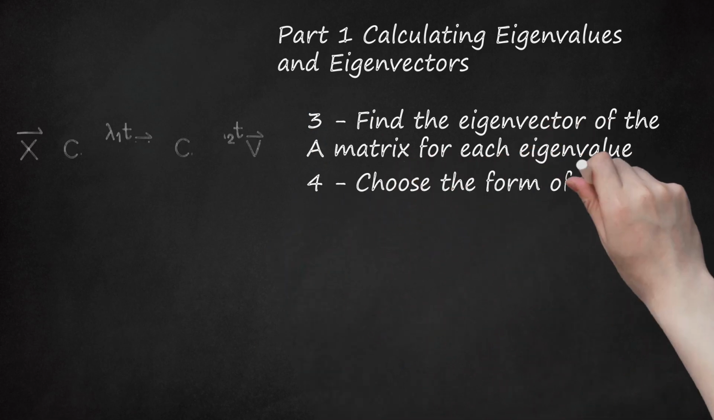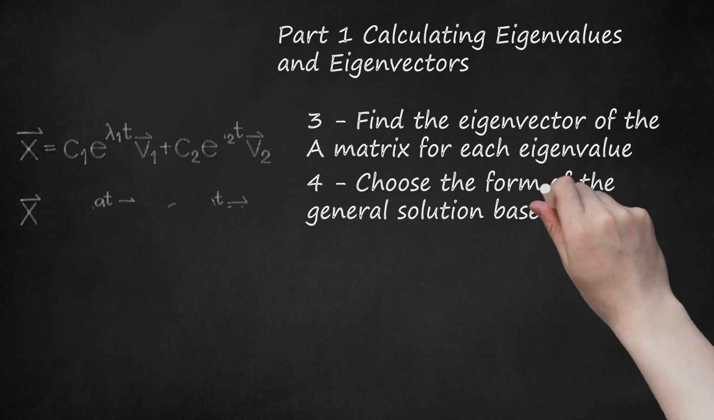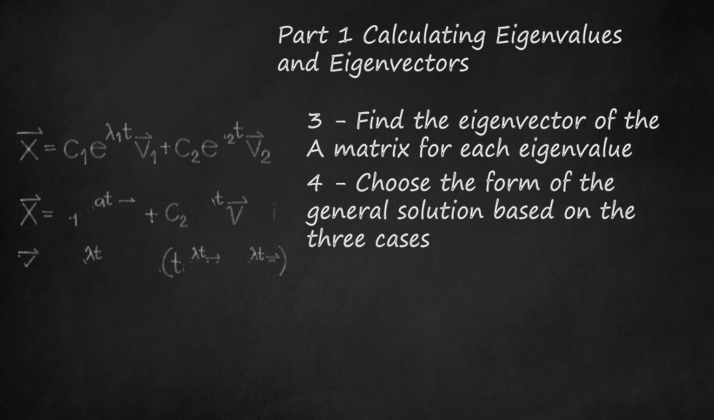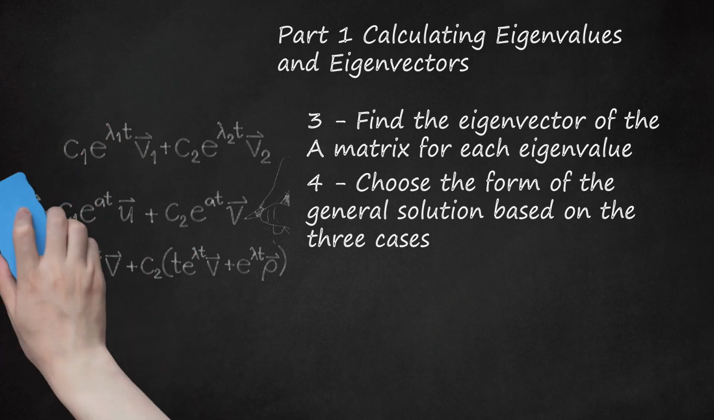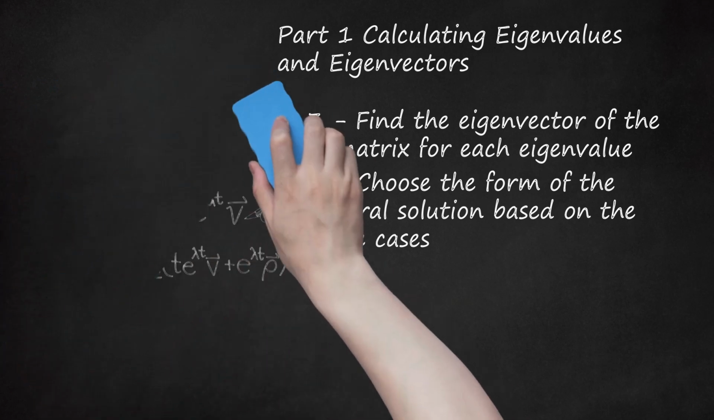4. Choose the form of the general solution based on the three cases. A general solution is the solution with unknown constants, and it doesn't take into account the initial condition. See Parts 2, 3, and 4 for writing general solutions.